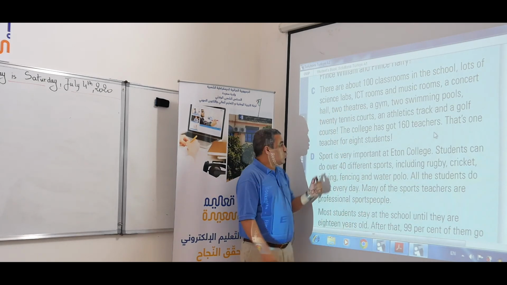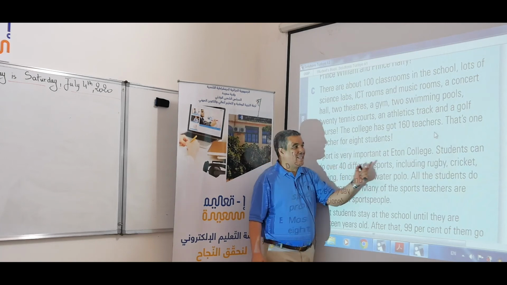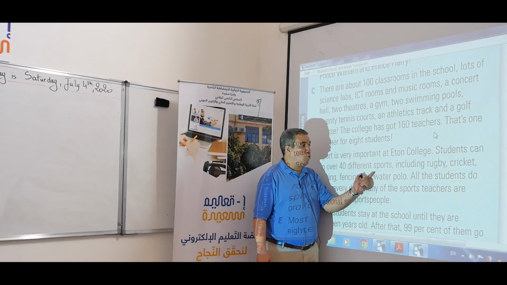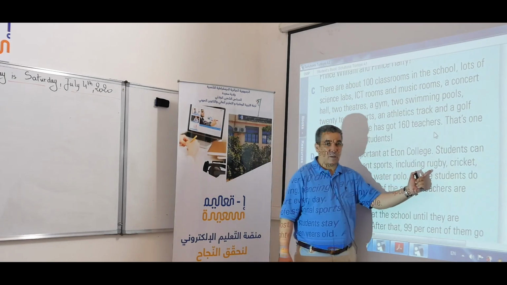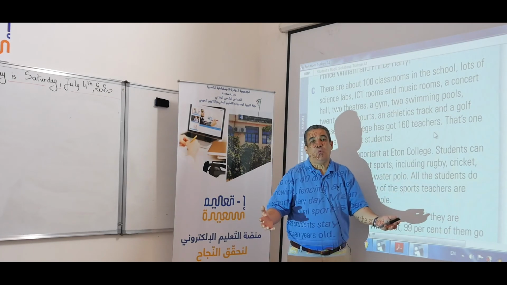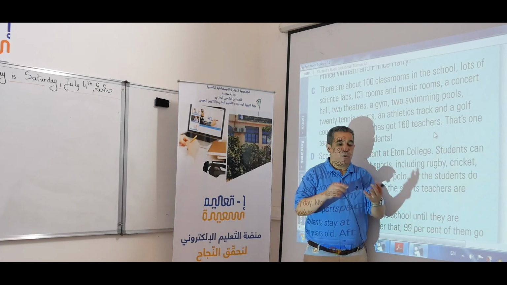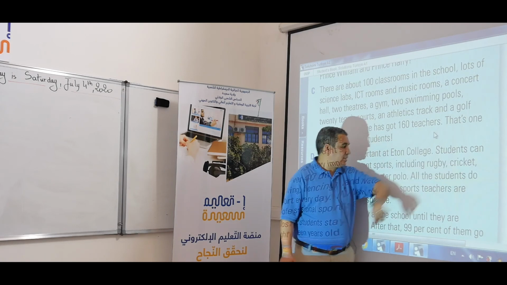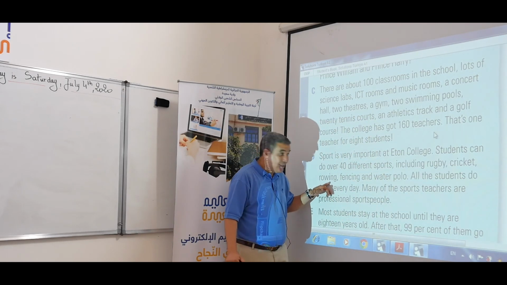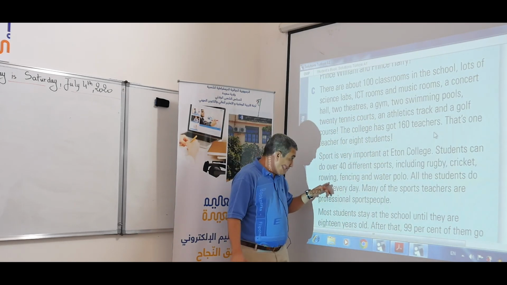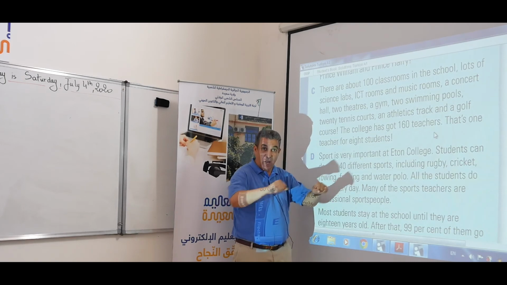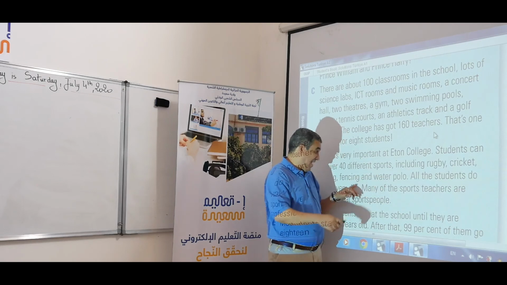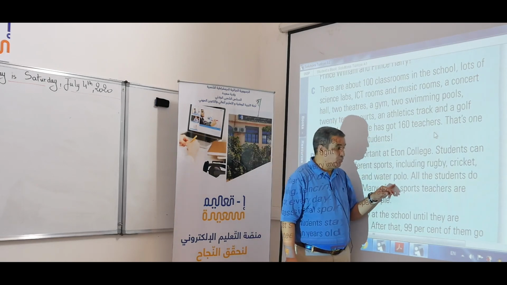Okay, sport is very important at Eton College. Students can do over 40 different sports, including rugby, and rugby is a sport which is very, very popular. Rugby and cricket, very popular in England. Cricket, rowing, the water sport, fencing, combat sport, and water polo.